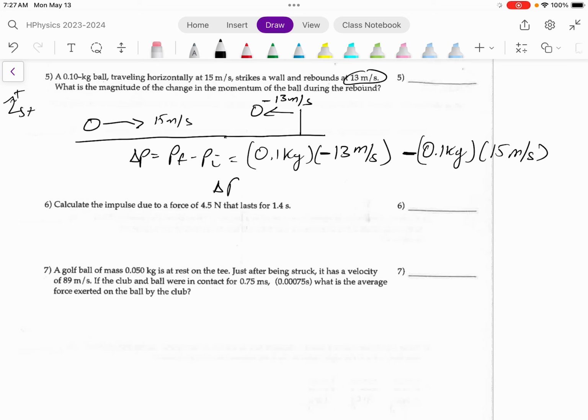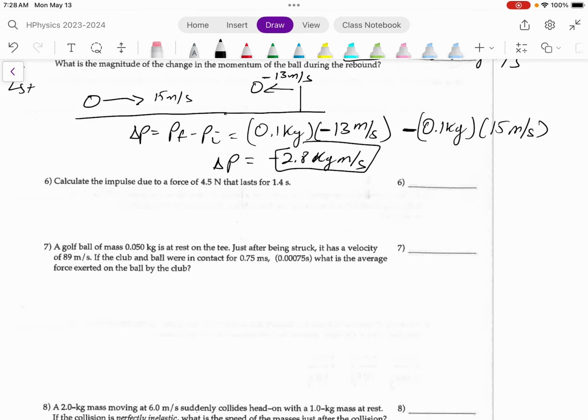And I will get the change in momentum to be negative 2.8, and that is in kilogram meters per second. They only asked for magnitude, so 2.8 would be the answer. If they didn't have the word magnitude, it would have to be negative if left was negative. Calculate the impulse, force times time, which equals change in momentum. 4.5 newtons times 1.4 seconds is equal to 6.3 kilogram meter per second.